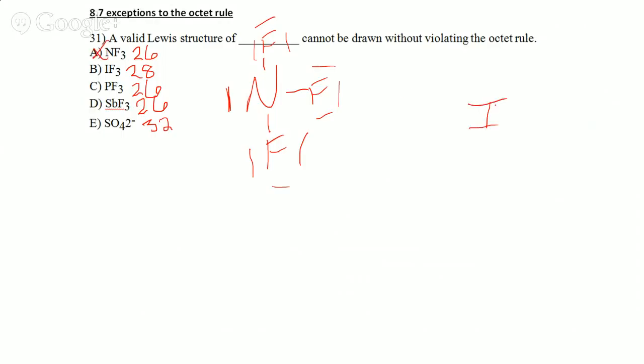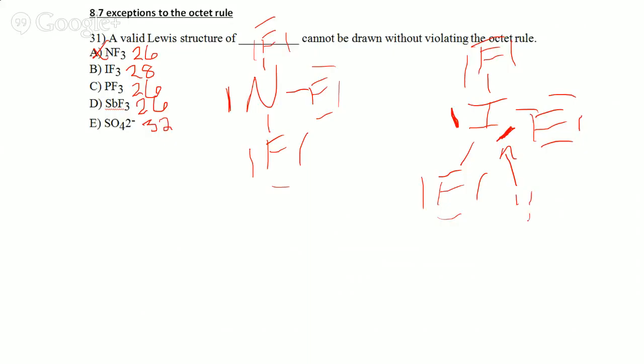IF3, put I in the middle, 3 F's around it, and finish the octet rule for everything involved. Around the outside, that places 24. We have some more to place, don't we? We got 4 more. So lone pair. Iodine's kind of breaking that octet rule, right?